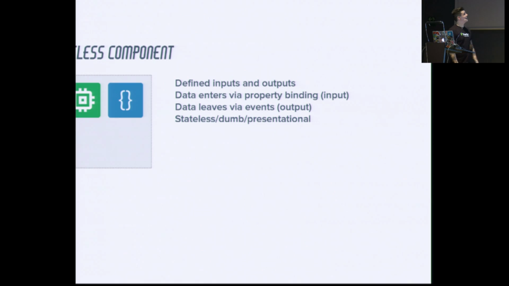So a stateless component basically is what we just created. It has a defined input and a defined output. Data enters via property binding. That's what we use in Angular 2. We just use an attribute in Angular 1. And then data leaves via an event. So we've just created an event, and it passes the data back up. These are also known as stateless, dumb, presentational components.